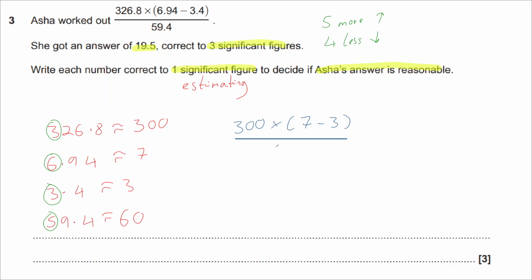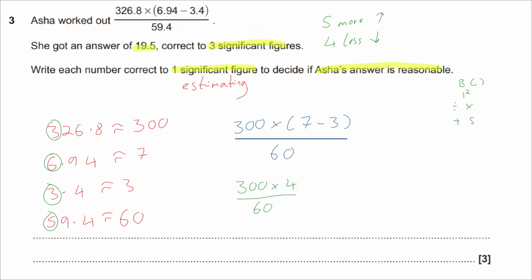Okay, and then this really is just a bit of BODMAS, isn't it? This is going to be a little bit of BODMAS, or BIDMAS: brackets, indices, division, multiplication, addition, and subtraction. Now, because you can see you've got a bracket here, brackets come first, so we're going to do that bit first. So we've got 300 times 7 take away 3, which is 4, divided by 60.